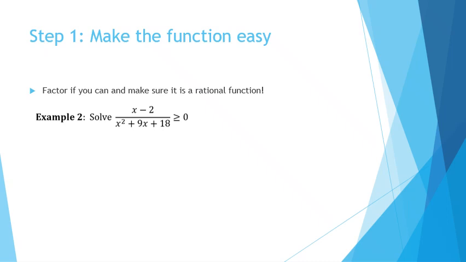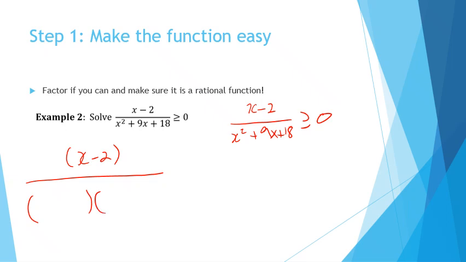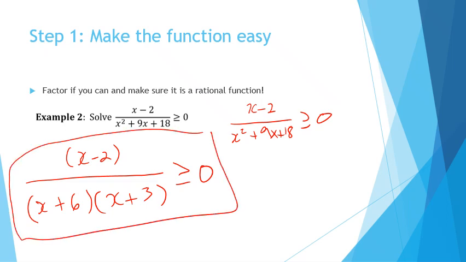So this is the example that we're going to work through. We're going to solve (x - 2) over (x squared + 9x + 18) is greater than or equal to 0. So factoring the numerator, this is already done for us. And then if we factor the denominator, you should get (x + 6) and then (x + 3) would be how I would factor this. And so this should be our factored form. And so that is step 1.